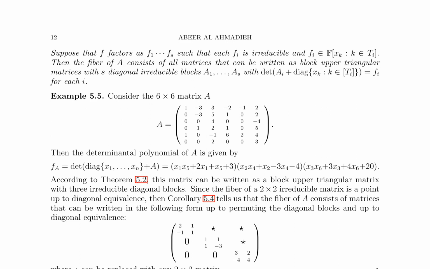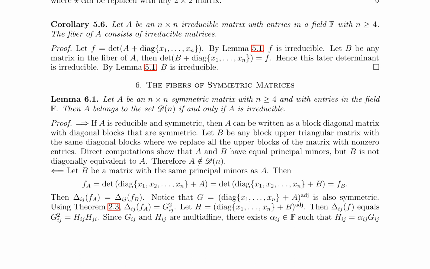Corollary 5.6 states that if A is an n by n irreducible matrix with entries in a field F, where n is greater than or equal to 4, then the fiber of A consists of irreducible matrices. The proof involves showing that if B is any matrix in the fiber of A, then the determinant of B plus a diagonal matrix is equal to F, which is irreducible by Lemma 5.1. Hence, B is also irreducible.